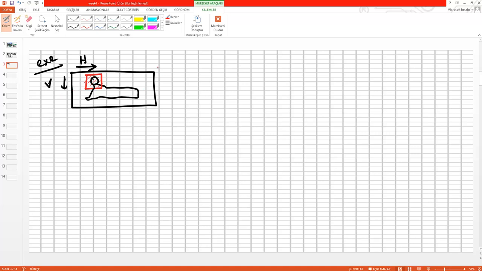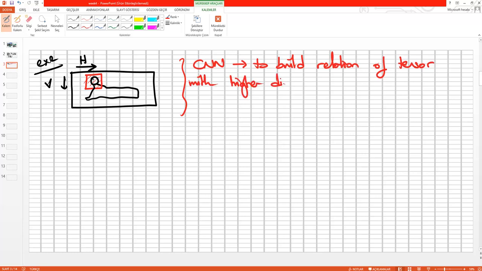Okay. And so the convolutional neural network is mainly utilized to build the relation of the tensor with higher dimension. But an ANN cannot. Okay?